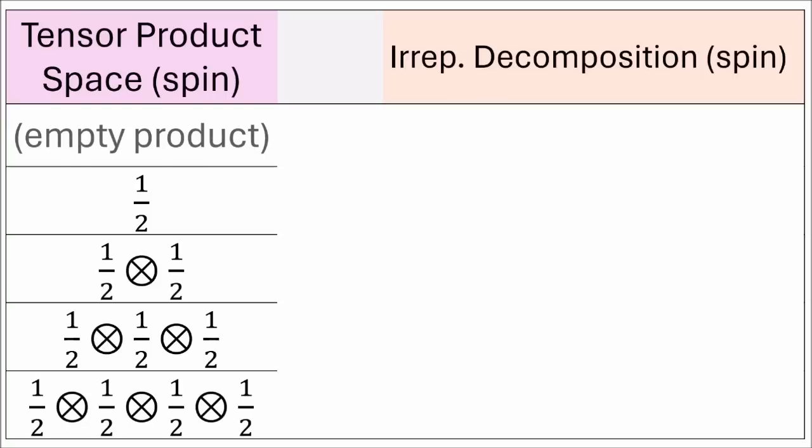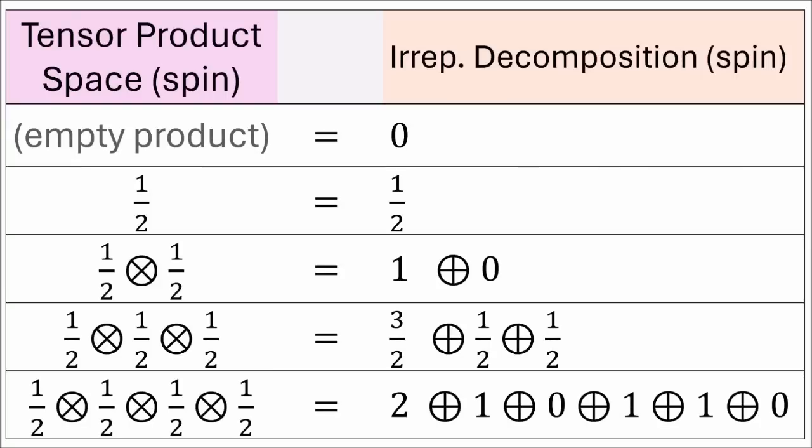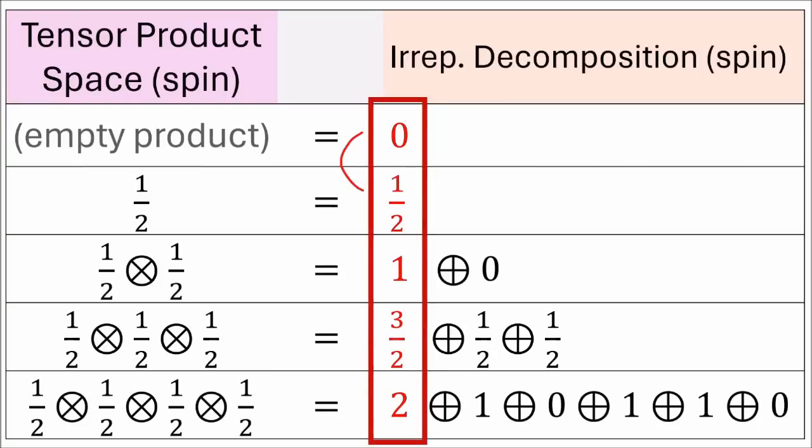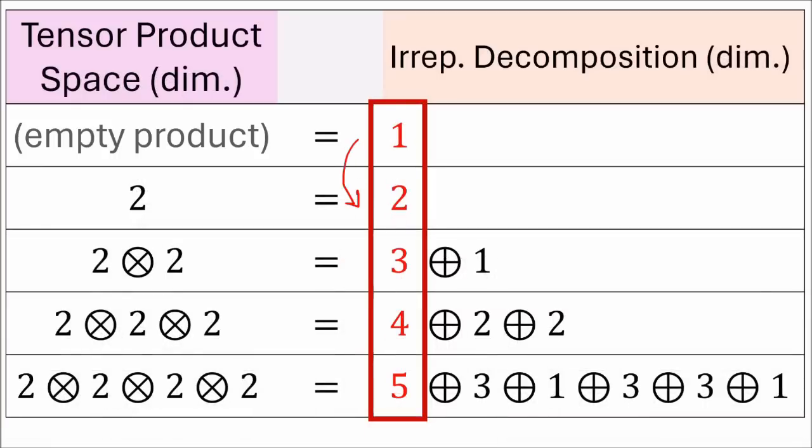Now, if we look at all the tensor product representations so far, the largest irrep in each one increases by half an integer spin each time. In other words, the largest irrep increases by 1 dimension each time. Let's take a closer look at these largest irreps that result from the tensor products.